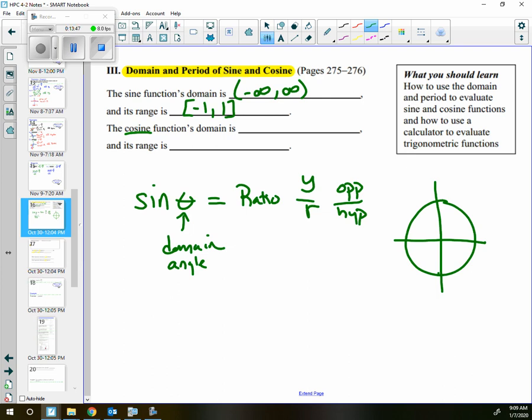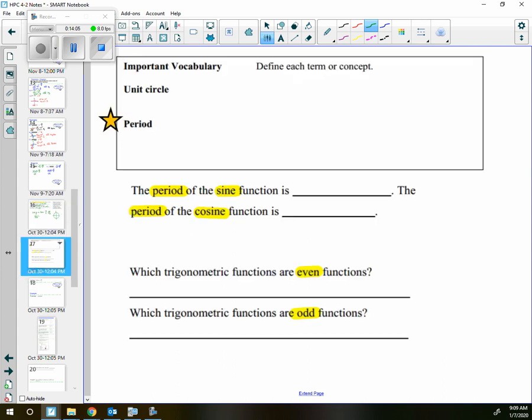Cosine, the conversation is identical. They're the same domain and range. So -infinity to infinity and -1 to 1 for those ratios. So for these functions, we input an angle measurement, which can be anything. The output or the range is always going to be a ratio between -1 and 1. So the hypotenuse is always the longest.